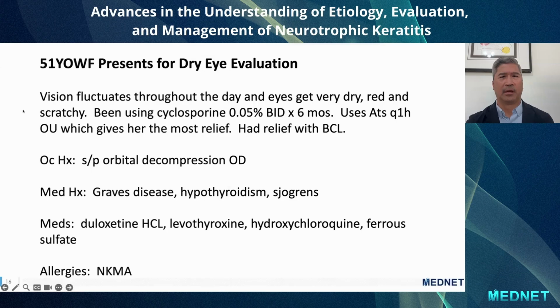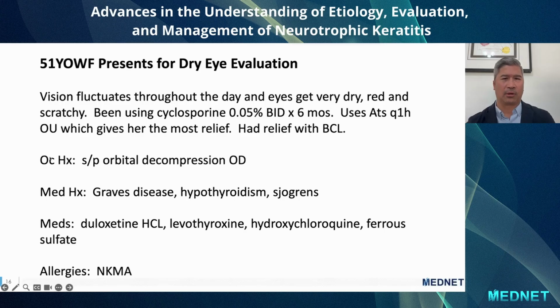And so here's a case. A 51-year-old white female presents for a dry eye evaluation. Vision fluctuates throughout the day and eyes get very dry, red, and scratchy. She has been using cyclosporin twice a day for 6 months. Lots of artificial tears, every hour, which gives her the most relief. And she's had bandage lenses in the past.